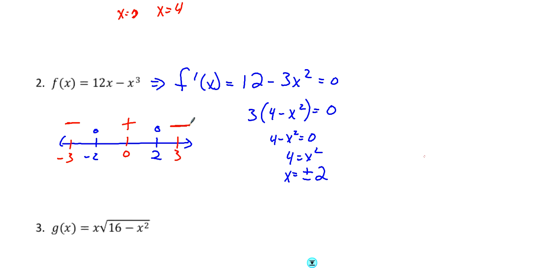Okay? Which means at this point, my function is decreasing and then increasing because it's negative to positive. So negative slope here, positive slope there. So this one is a minimum. And this one goes from positive to negative, which means this is a maximum at 2.